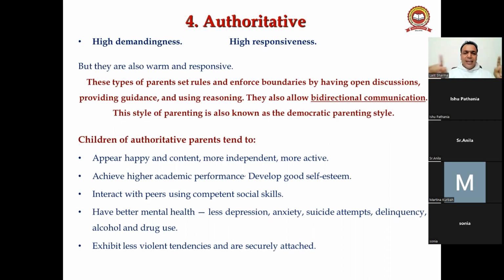And what happens with such kind of authoritative parenting style on the child development? Number one, children of authoritative parents tend to appear happy and content, more independent, more active, achieve higher academic performance, develop good self-esteem, interact with peers using competent social skills, have better mental health, less depression, anxiety, suicide attempts, delinquency, alcohol and drug use, exhibit less violent tendencies and are securely attached.